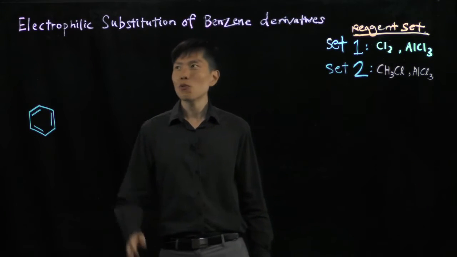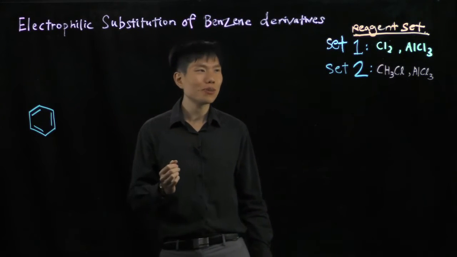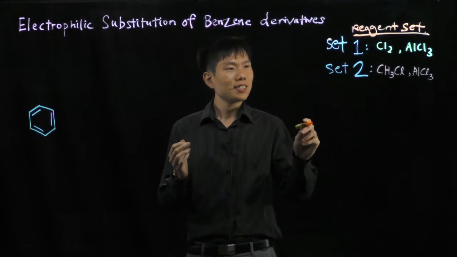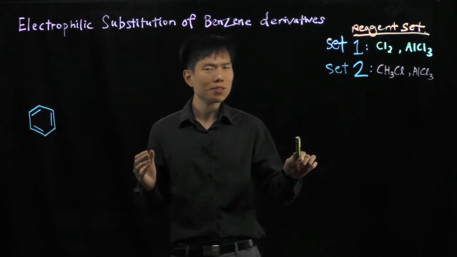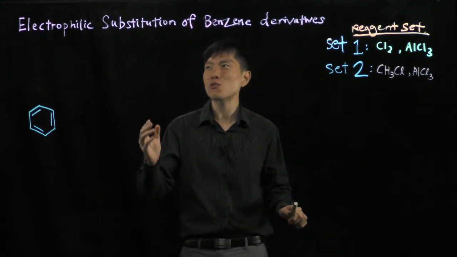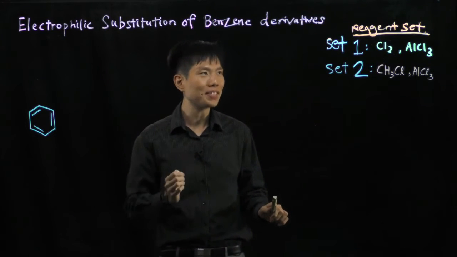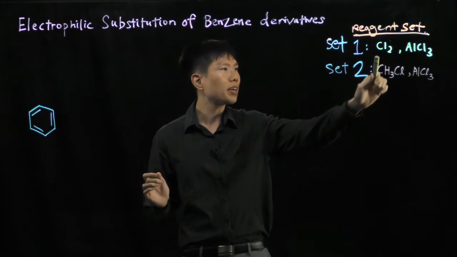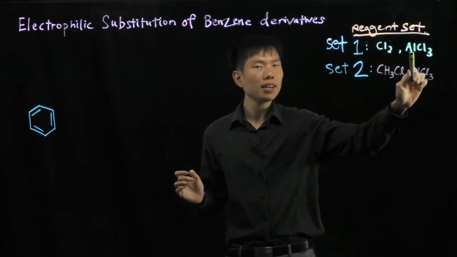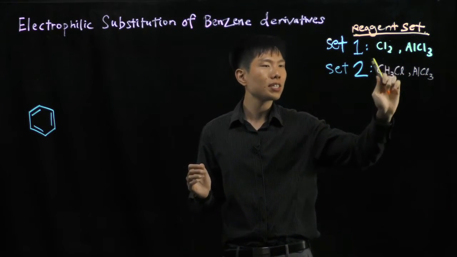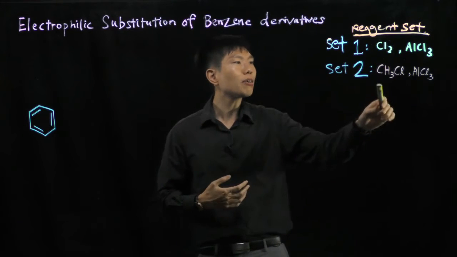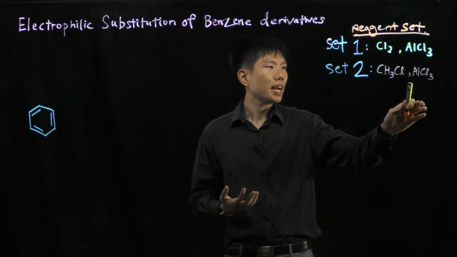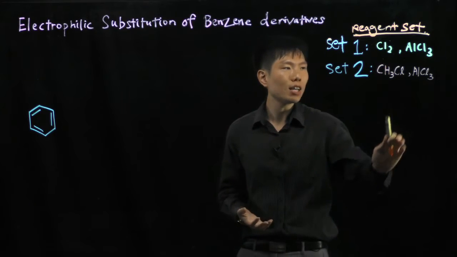Hi. So over here again, we need to look at more examples to determine some of the reactions that are a bit tricky in the electrophilic substitution of benzene. Now again, we have two sets of reagents. Set 1 is chlorine with a halogen carrier, anhydrous aluminium chloride. Set 2 is methyl chloride in the presence of another halogen carrier, aluminium chloride.